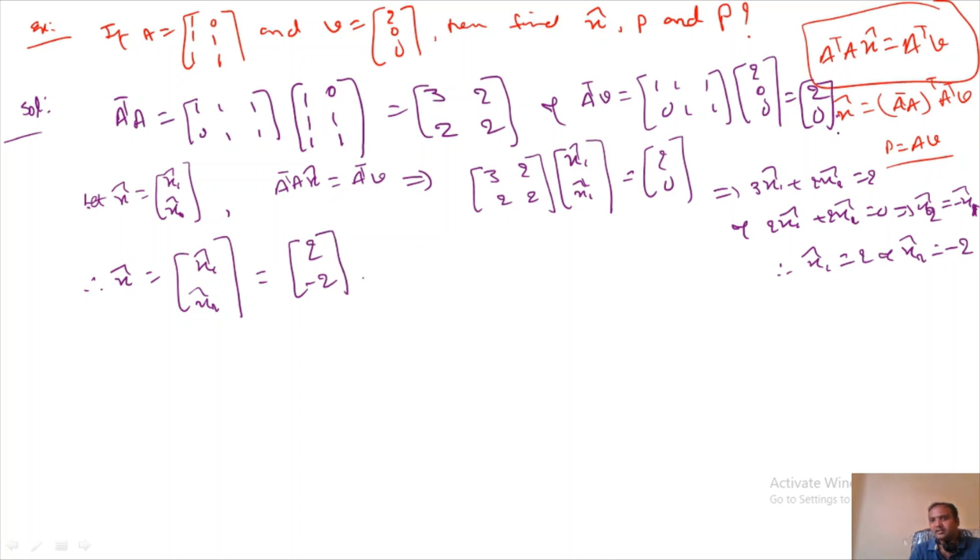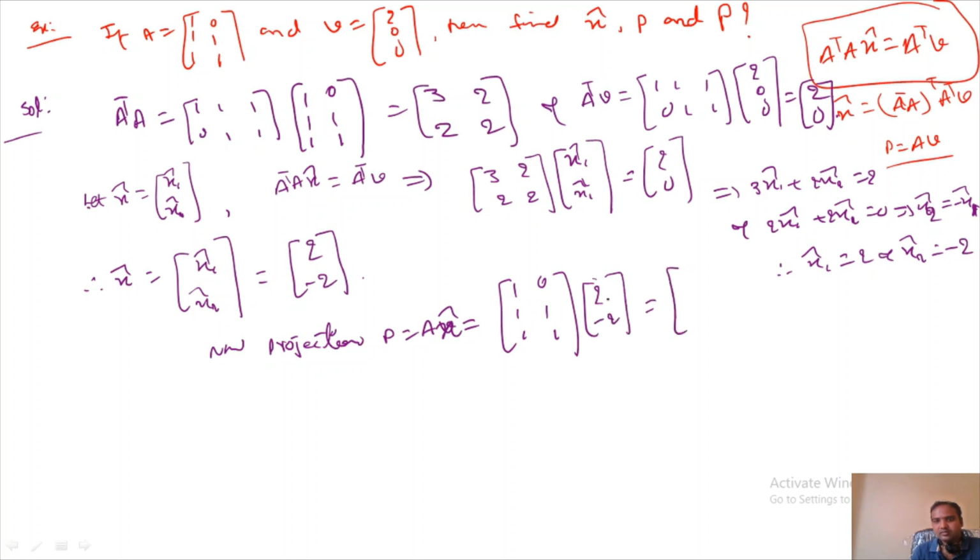You can use this one. You can take the inverse. This is x1 hat, x2 hat, and now the projection. This is the orthogonal projection, p equal to AB. AB means A, which is the matrix 1 1 1 0 1 1, into V. V is x hat. x hat is 2, minus 2, and p is 2, 0, 2, minus 2. This one we are getting.